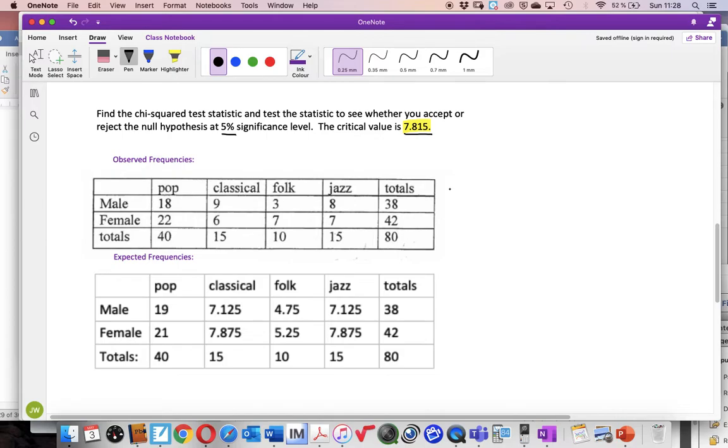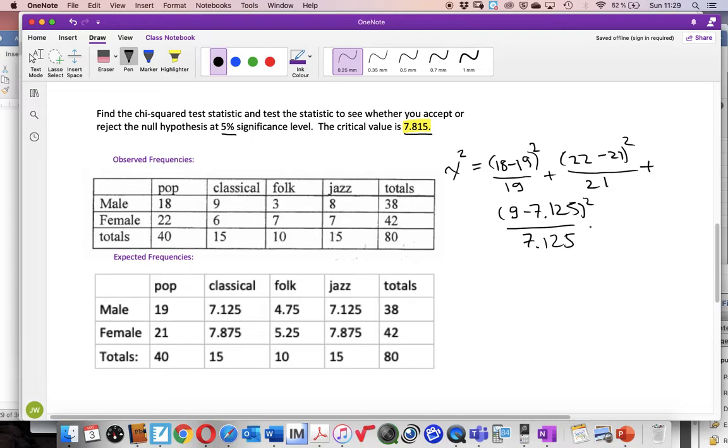So again, we're going to find our chi-squared statistic, and this is the Greek letter chi. It's not an x. So we're going to do our observed minus our expected. And then we're going to do that all throughout. And I like to finish off the column. And then the next one would be 9 minus 7.125. Okay, finish it. Make sure that you finish it.